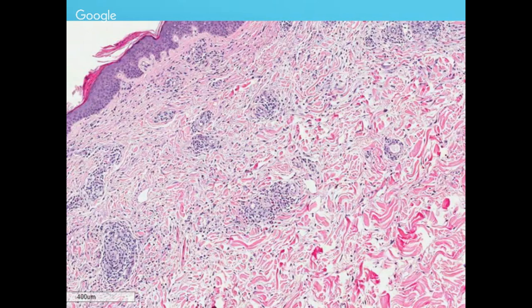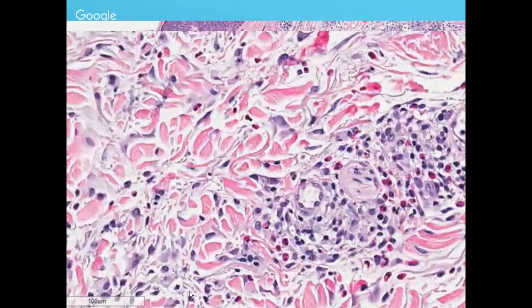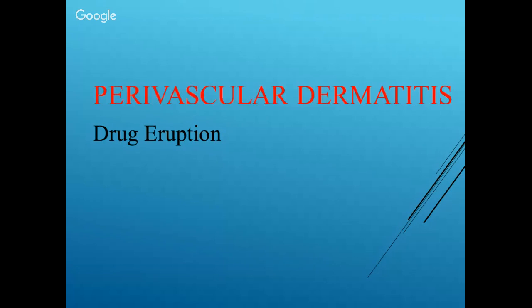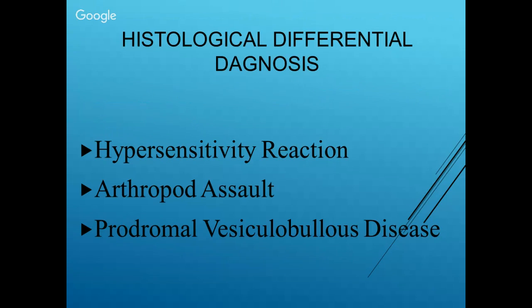Perivascular inflammation in the dermis, so perivascular dermatitis. Next question, do I see a lot of eosinophils? So yes, I see a lot of admixed eosinophils. So what is your differential diagnosis now? Drug eruption and arthropod bite or a prodromal vesicular-bullous disease actually. Some people call it urticarial vesicular-bullous disease. So BP can present in the same manner without a split. Early BP can present in the same manner without a split.